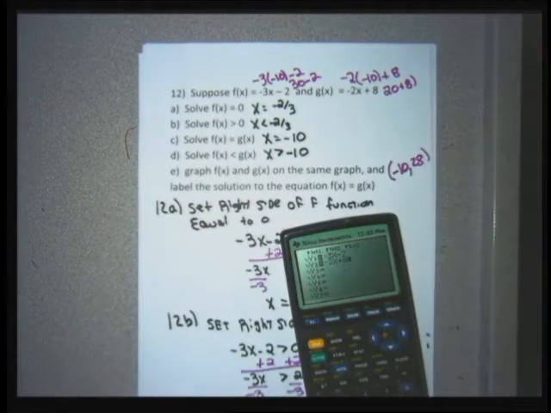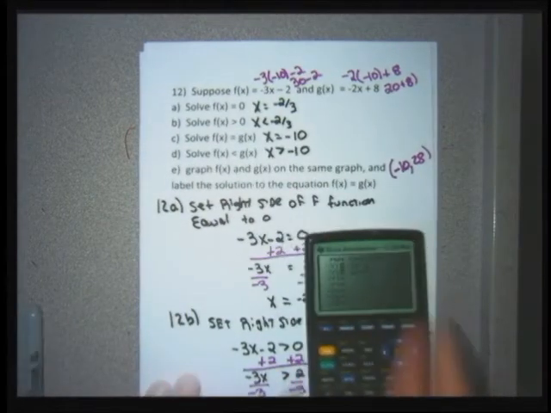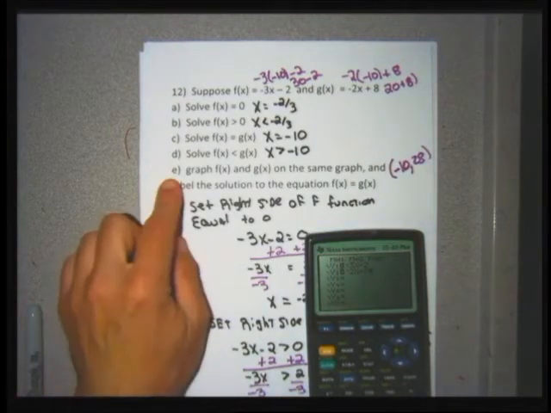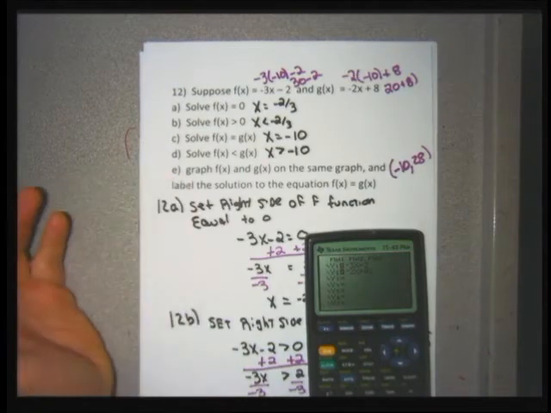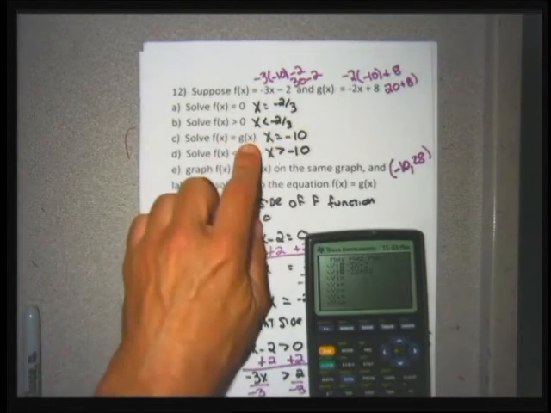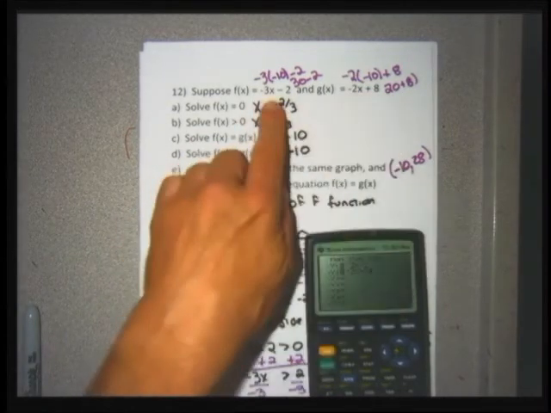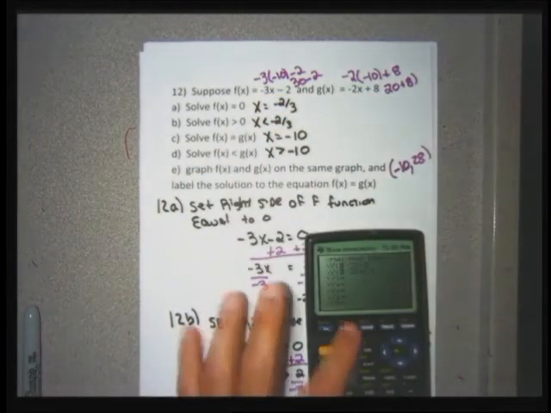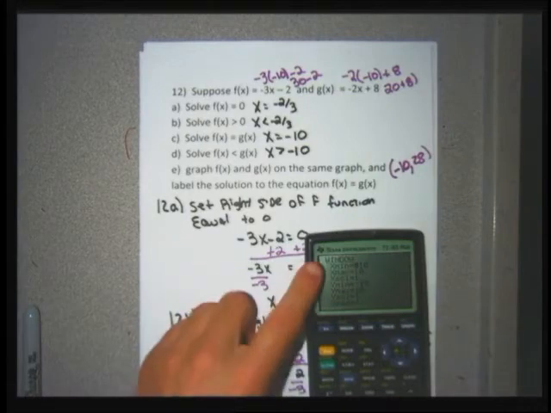So before I jump in and hit my graph button, I'm going to tweak the window so that I can see this point of intersection, because I'm supposed to label the point of intersection, and I have to know where it is. I knew the x coordinate because I solved f of x equal to g of x. You can get the y coordinate by taking the x coordinate of where they intersect and plugging it into either function. So now I'm going to hit my window button.